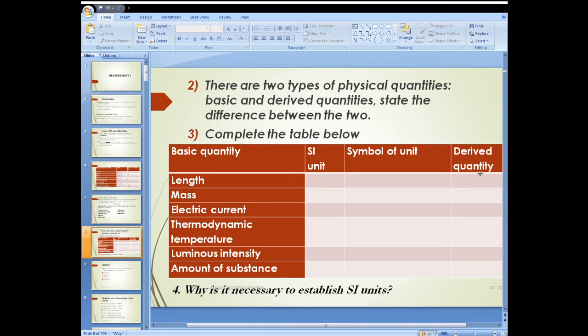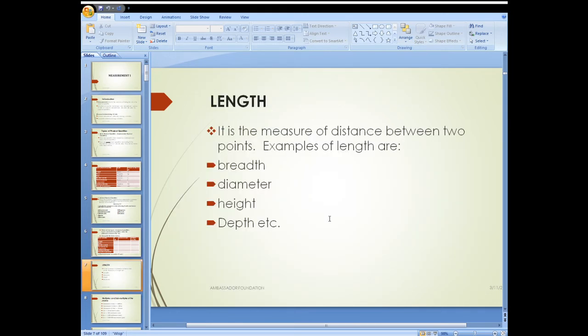So that is it. Another question here: why is it necessary to establish SI units, or why was it? Let's do it in past tense because it was done many years ago. Why was it necessary to establish SI units? I gave two reasons for the establishment of SI units. I believe you have not forgotten it. So from here, I want us to see now the measurement of basic physical quantities. We are starting with length.